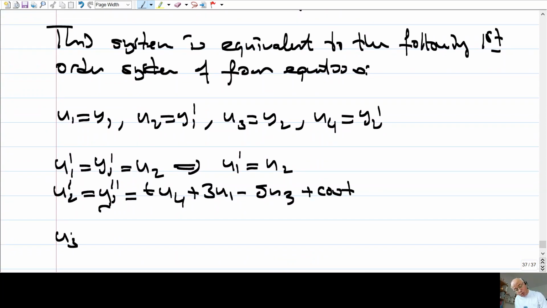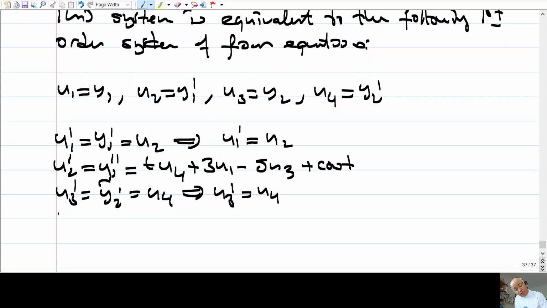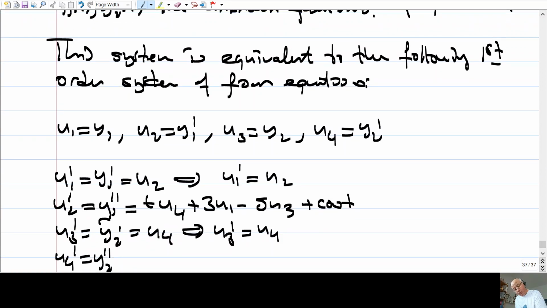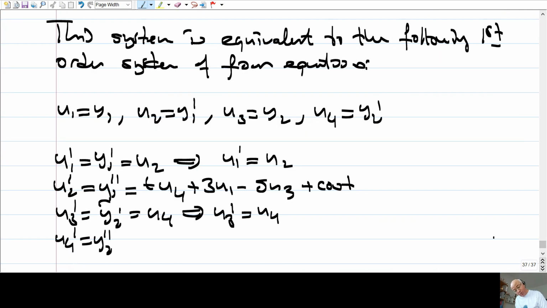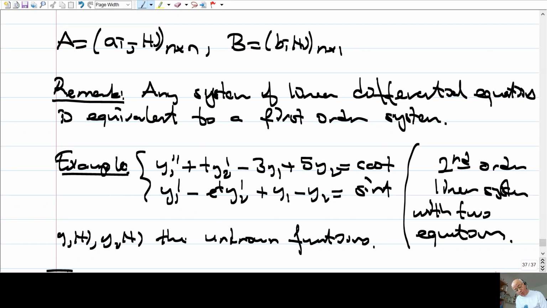What about u3 prime? u3 prime is just y2 prime and y2 prime is just u4. So u3 prime is equal to u4. What about u4 prime? Well, this is y2 double prime. And what is y2 double prime?